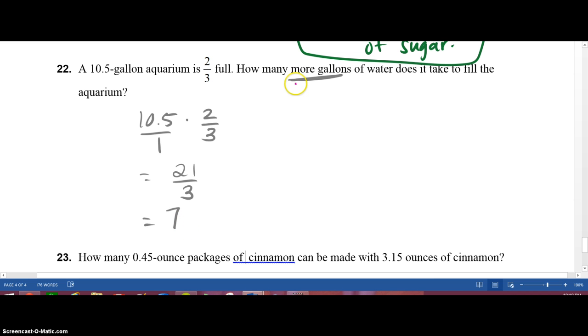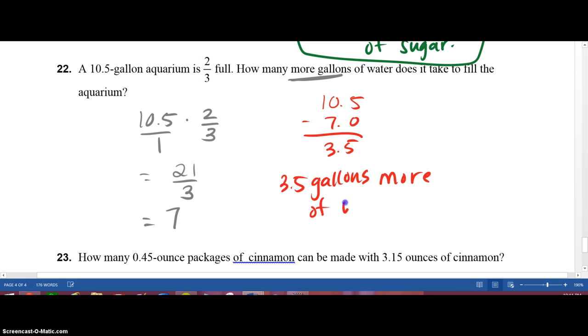But I want to find out how many more gallons of water it's going to take. So I take that 7 and I subtract it from the original 10.5 that my aquarium can actually hold. And I end up here getting 3.5. So we would write 3.5 gallons more of water to fill the tank.